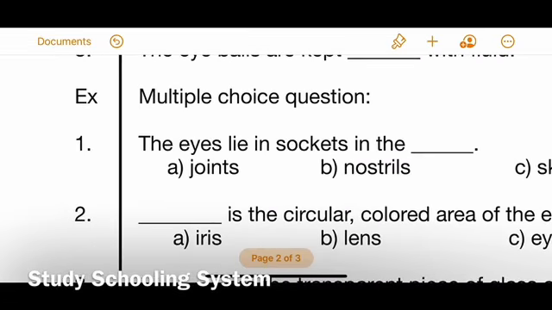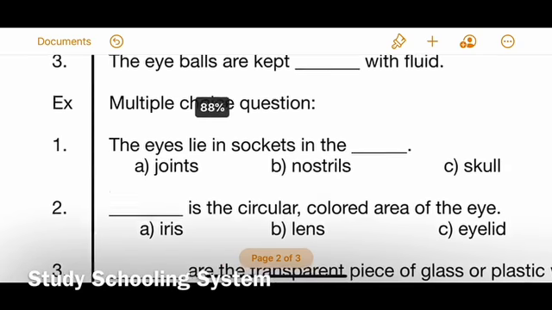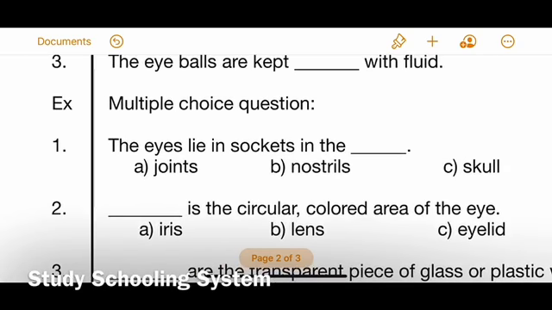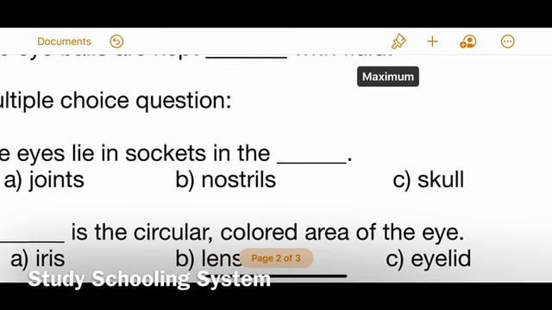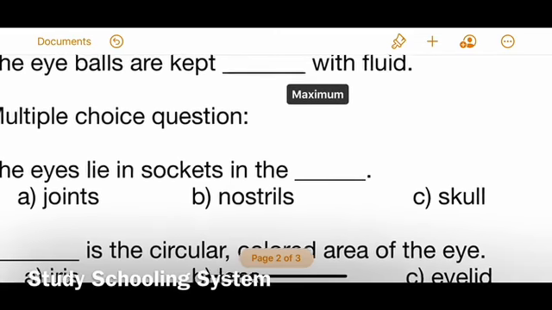Now exercise 4 is multiple choice questions. Here you are given 3 choices and you will pick one. You will circle the answer and then write the answer in the blank. So for example, part 1 is the eyes lie in sockets in the dash. Part A is joints, part B is nostrils, part C is skull. This answer is very obvious. Of course, your eyes are in your head and your head's bone is called a skull. So of course you will circle part C and then you will write skull in the blank.